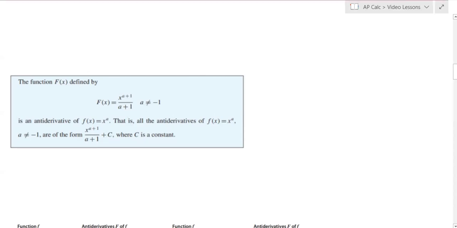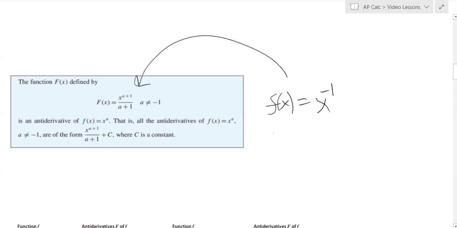Now this is in effect as long as the exponent of little f is not equal to negative 1. Because if you have f of x equals x to the negative 1, and you follow this process, capital F would be x to the 0 over negative 1 plus 1, which is 0, which is undefined.